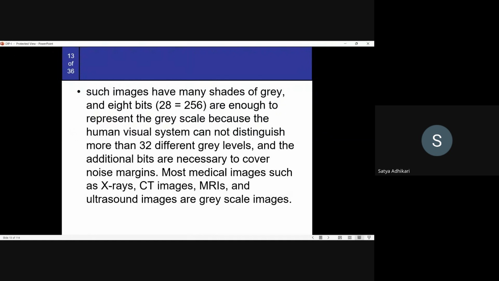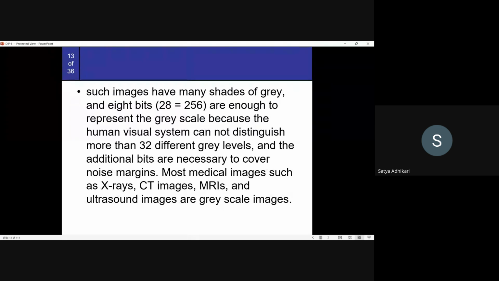But the human visual system cannot distinguish more than 32 different gray levels, and the additional bits are necessary to cover the noise margin. Most medical images, such as the X-ray, I think you all have seen X-ray images, CT images, MRI images.